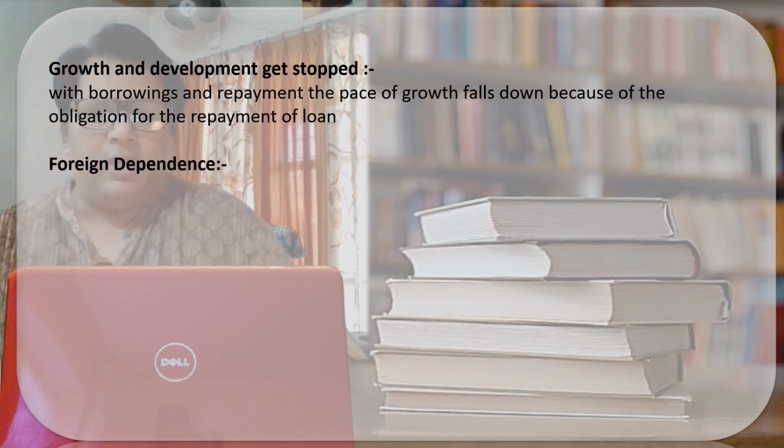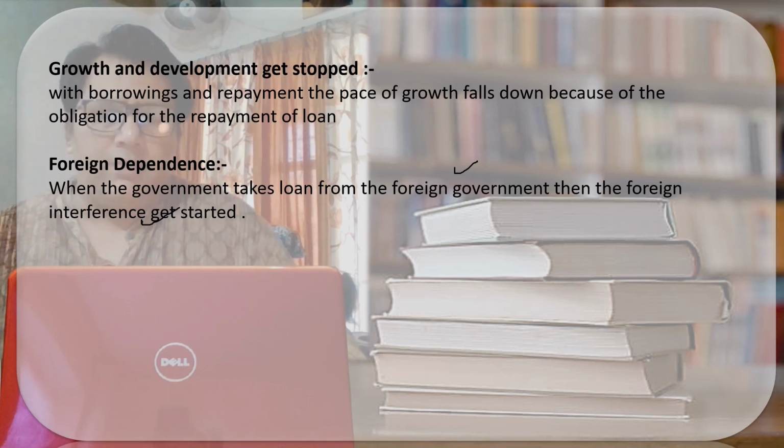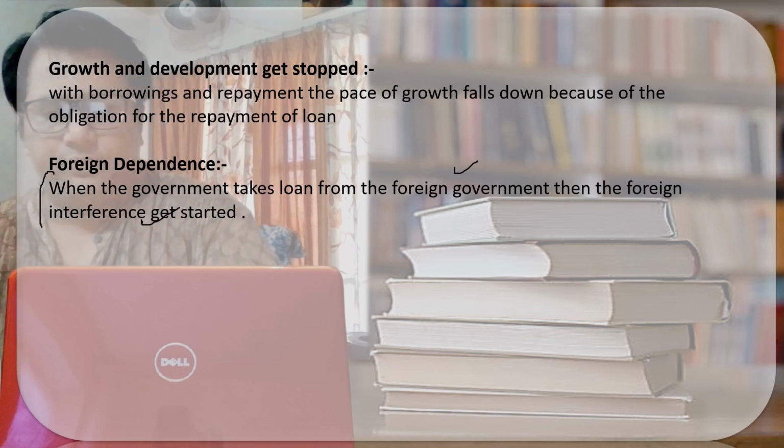The next is foreign dependence. When the government takes a loan from a foreign government, what will happen? The foreign interference gets started in the country, as we are seeing in the case of Pakistan, as we are seeing in the case of Sri Lanka. The Chinese involvement keeps on increasing, yes or no? So when we borrow money from a foreign country, the dependence increases. I hope the point is clear.